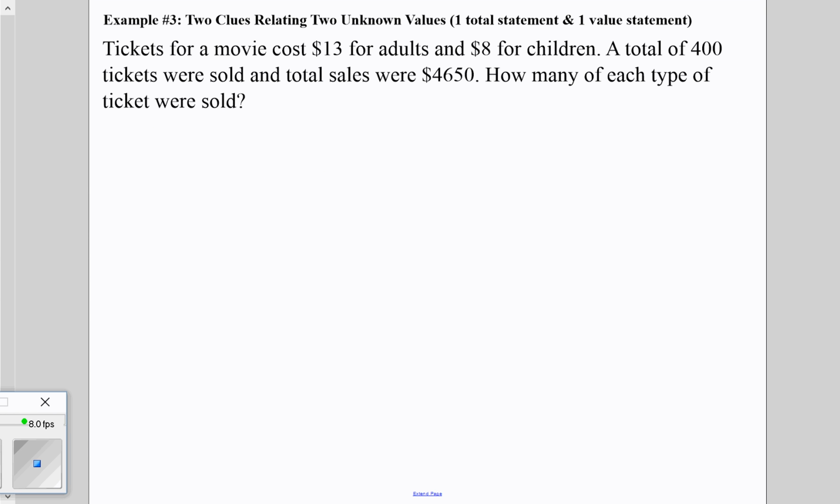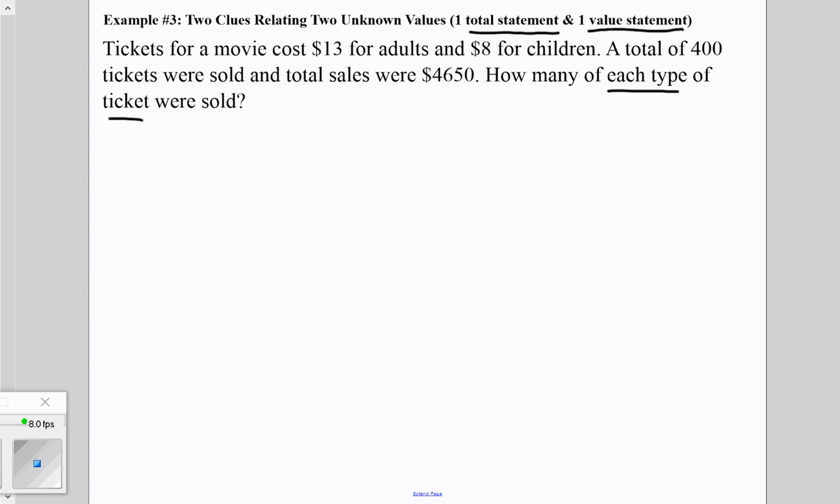Another style question is a question that has two totals, and one total is a statement where you have an absolute total, so a total statement, and the other one is a statement with values, so how much something is worth, whether it's money or some other type of value associated with it. And in this case, we're talking about movie tickets, and we're asked to find out how many of each type of ticket.